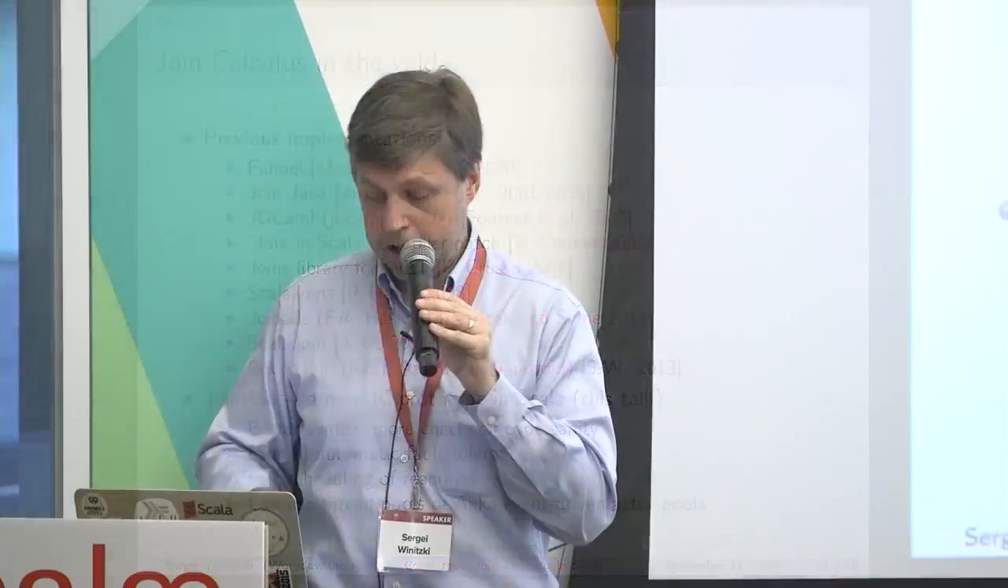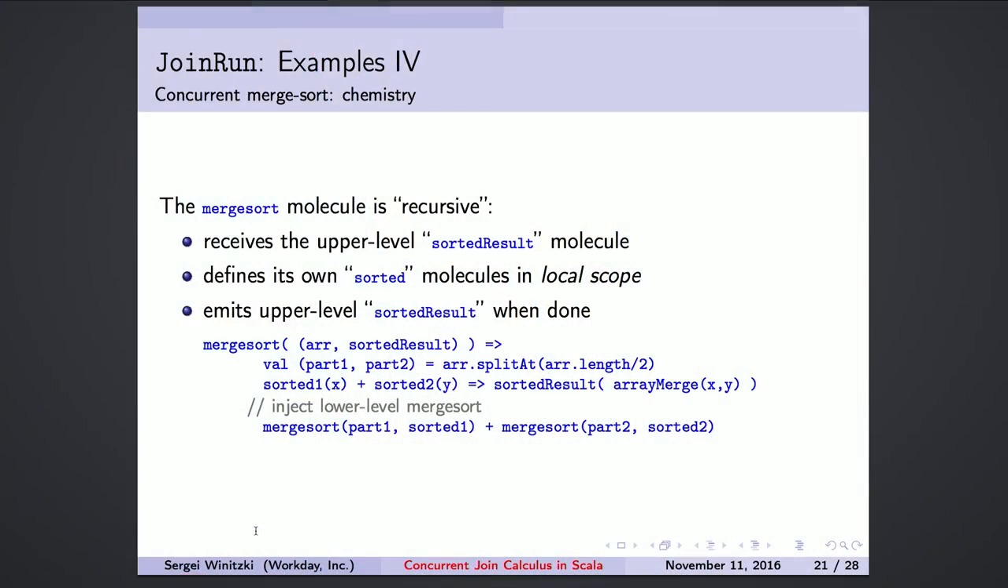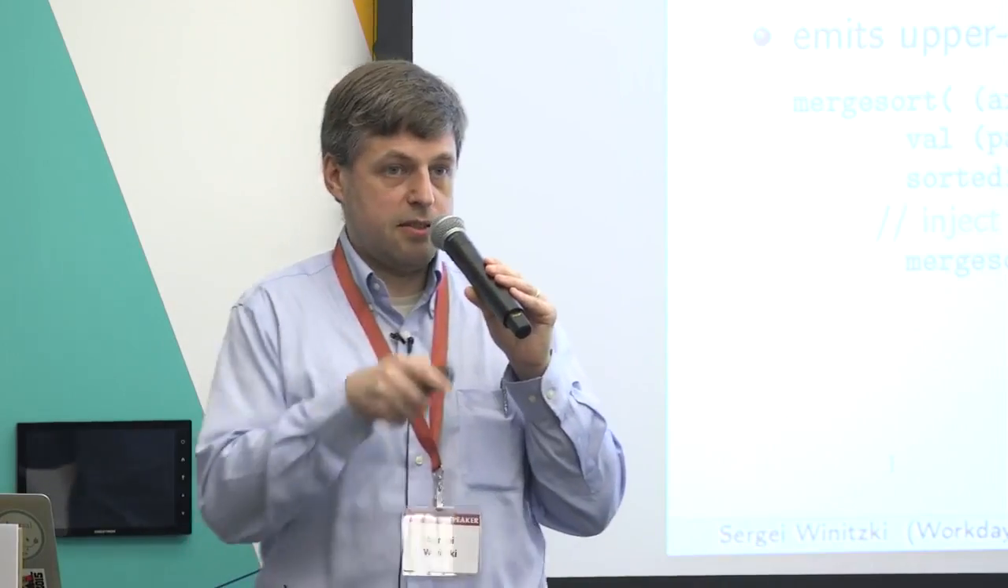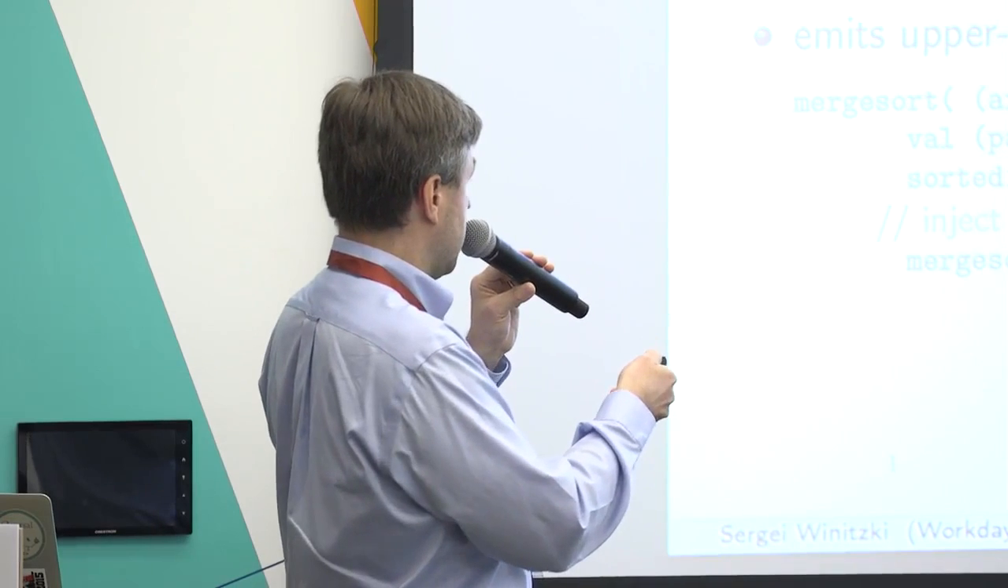Before I conclude, I have very little time, but let me show you a merge sort example. This example illustrates an interesting feature that reactions are defined in local scope. They're not somehow globally defined. They're values. Molecules, all these reactions, they're just values. They're defined in local scope. So what you can do is you can define a recursive molecule that defines new reactions in its local scope. And then this is how merge sort is implemented.